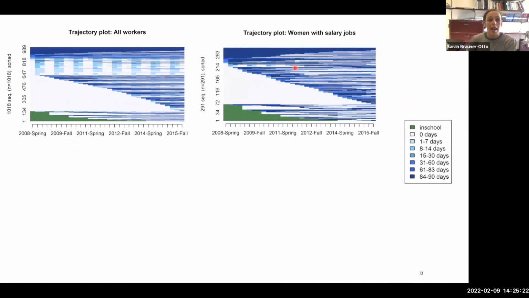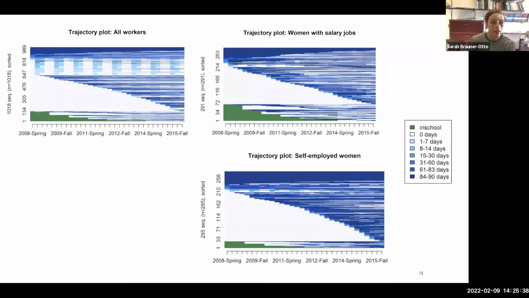So here we have the trajectory plot for days worked in a quarter for women with salaried jobs, and you see a fair amount of dark blue. So these women are working fairly intensely when they're in the quarters that they're working. Here you have self-employment, and it's quite similar. It's a lot of intense work. You see self-employment seems to be a little bit more consistent across the board, whereas with salaried women, you see a bit of a drop off later on in some of their employment.